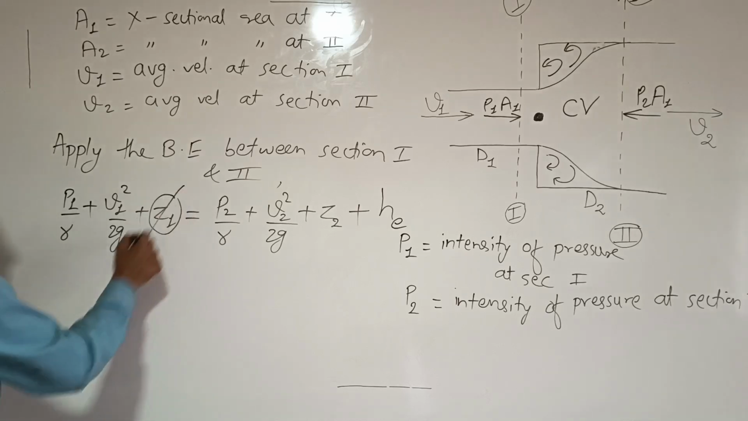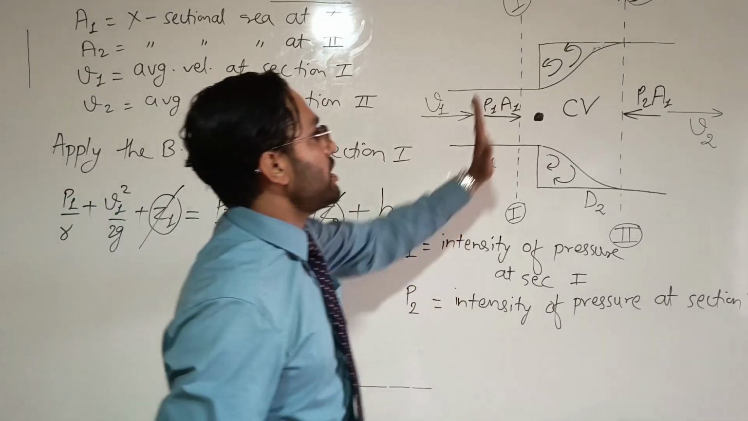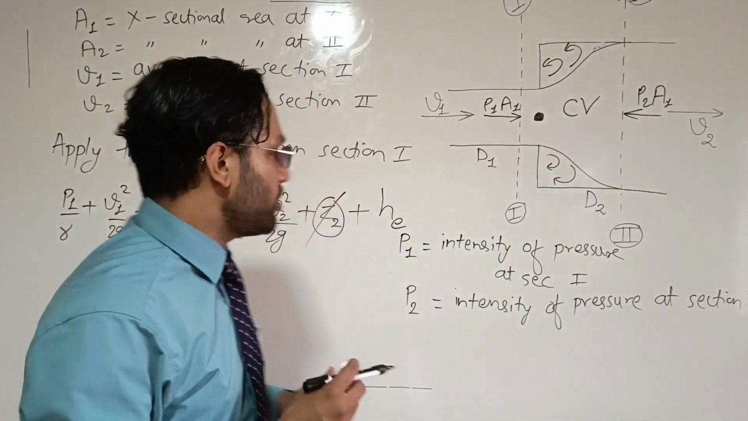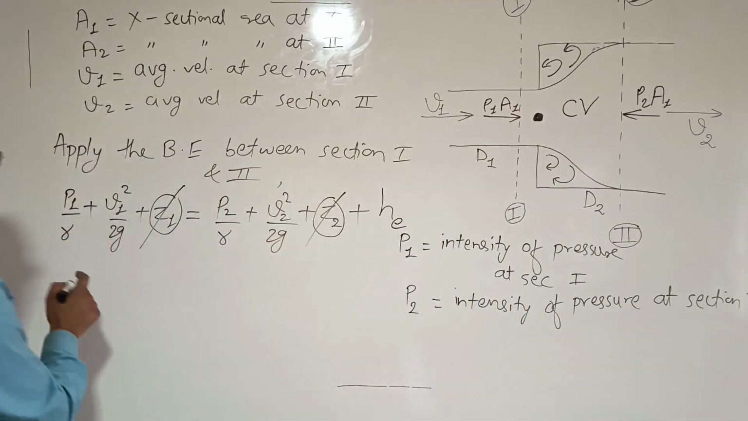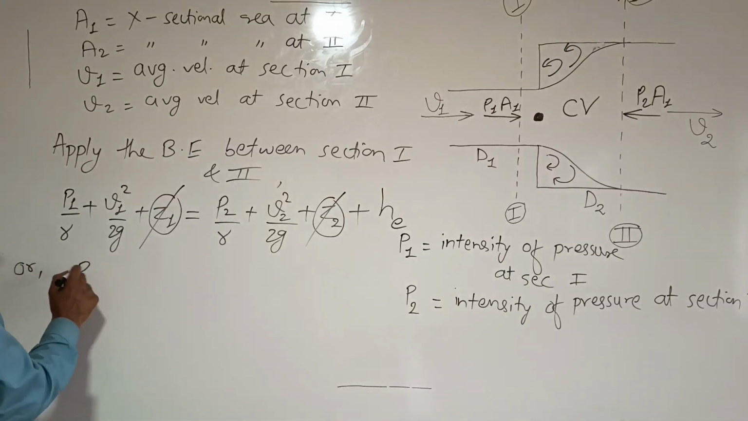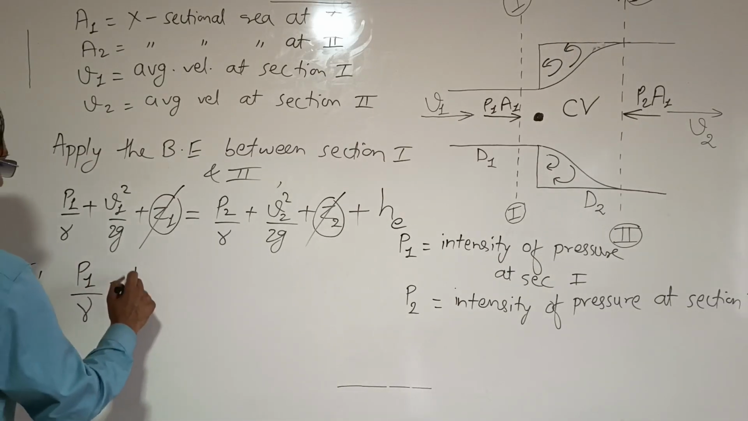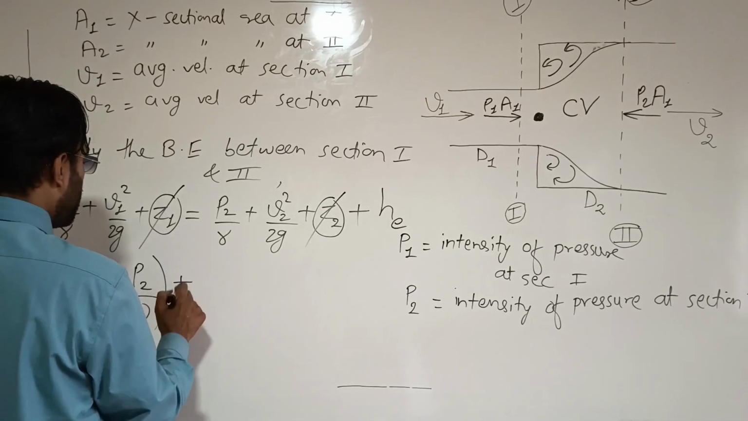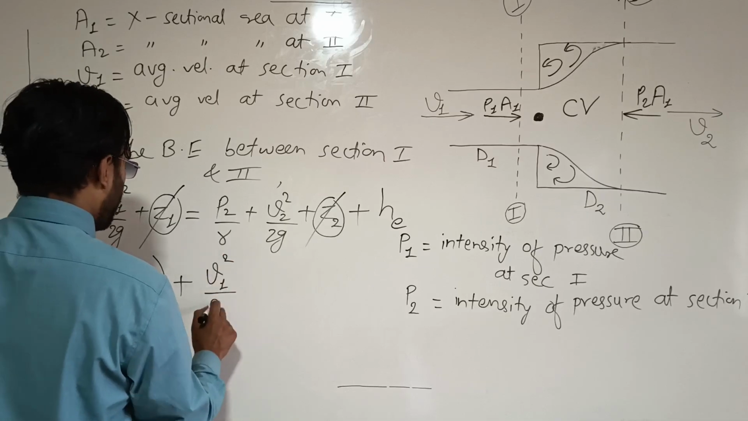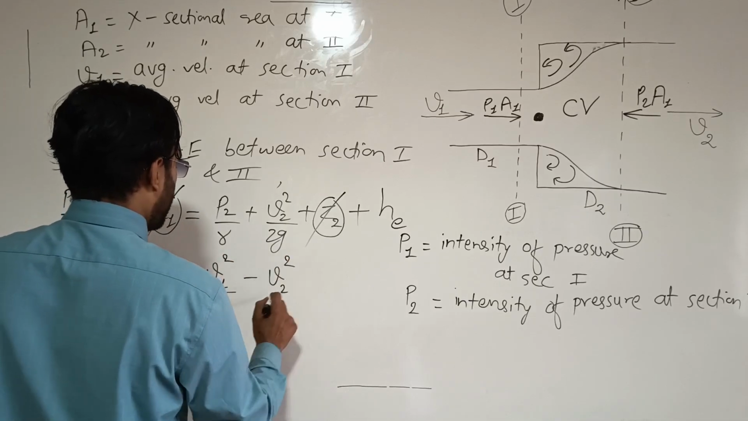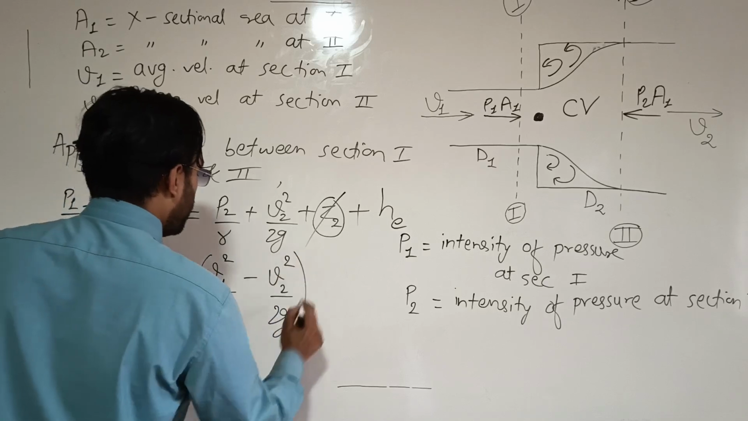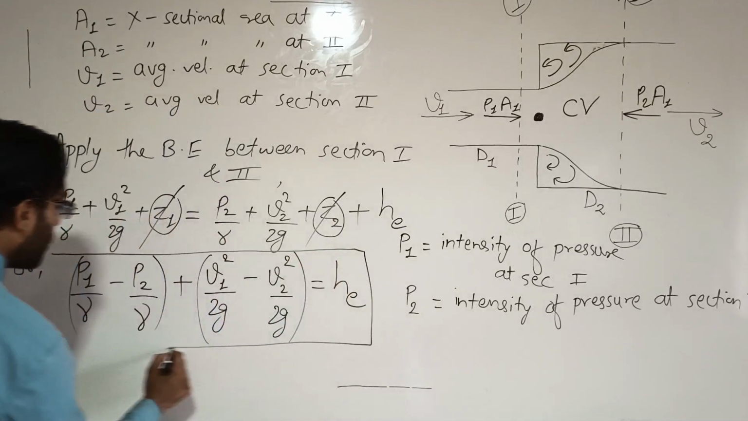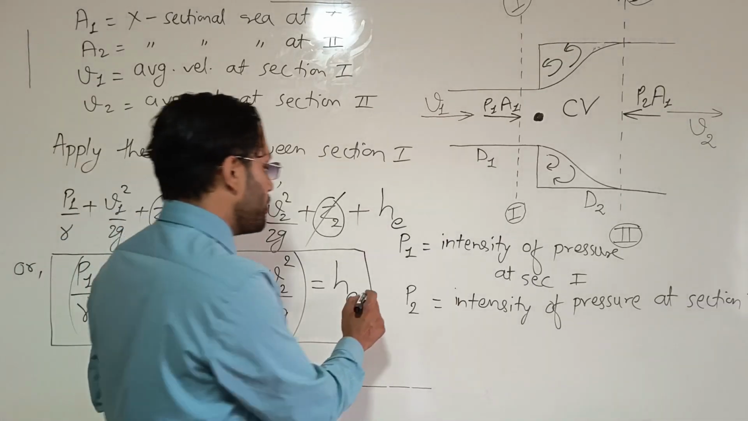So let's cancel out Z1 and Z2, because there is no elevation change between section 1 and section 2. So I get P1 by gamma minus P2 by gamma plus V1 square by 2g minus V2 square by 2g is equal to HE. This is the loss due to sudden enlargement.